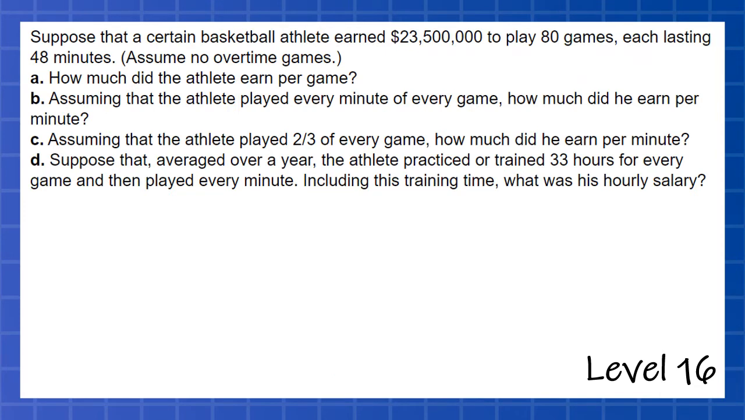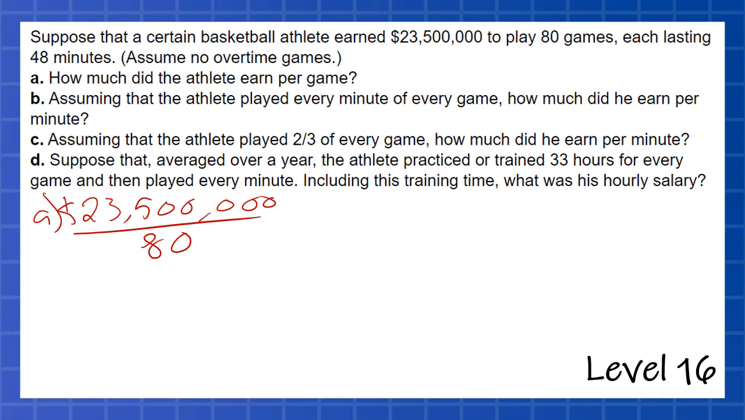Suppose that in a certain basketball game, the athlete earned $23,500,000 to play 80 games, and they only take 48 minutes to play a basketball game, assuming they don't go to overtime. How much did the athlete earn per game? So first, we'd say, well, this is easy math. We just take the 23,500,000 and divide by 80, because that's how much money they made per game.